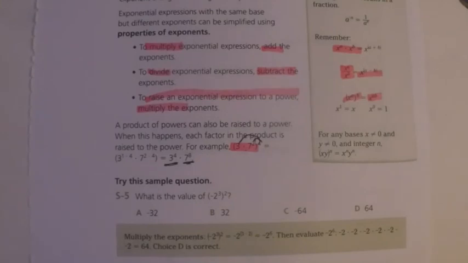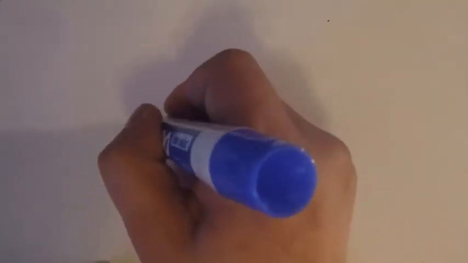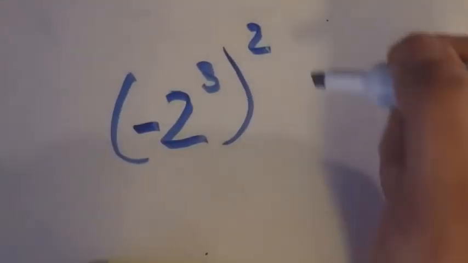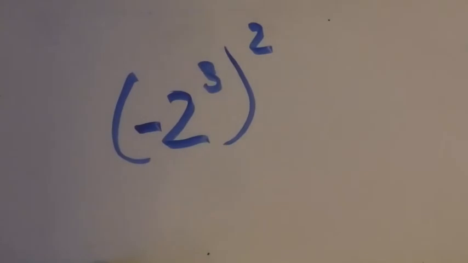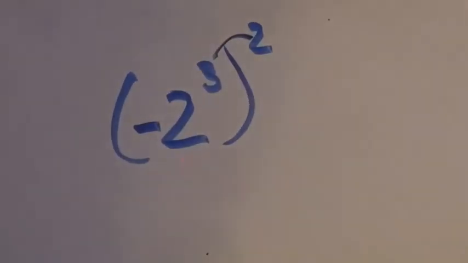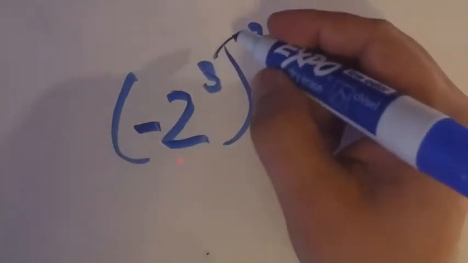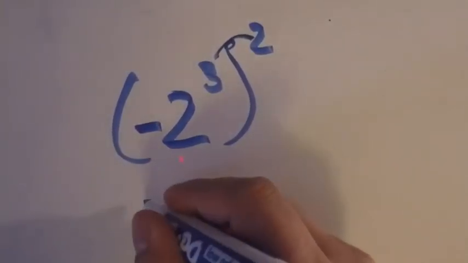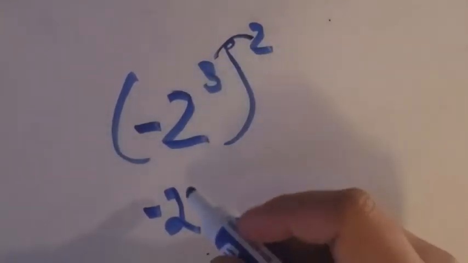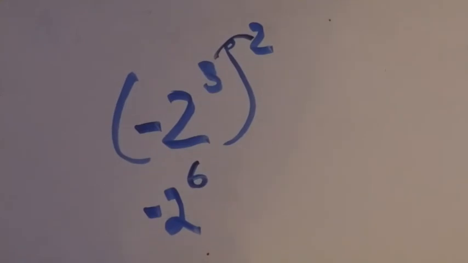So when we take a look at that next example there, that says negative 2 to the 3rd, then squared, we write it over here, negative 2 to the 3rd squared. It means that we're applying this 2 to that 3rd there. So since it's being raised, we're multiplying. So we have negative 2, and then 3 times 2 is to the 6th there.